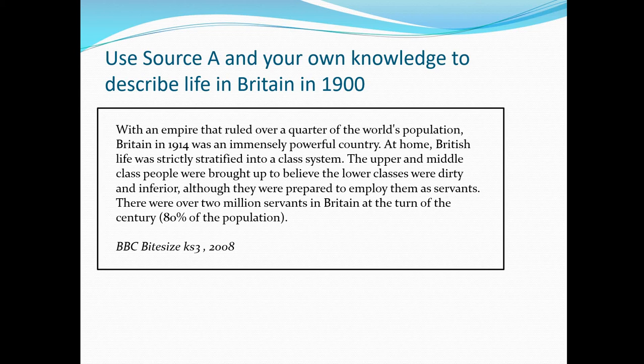At home, British life was strictly stratified into a class system. The upper and middle class were brought up to believe that the lower classes were dirty and inferior, although they were prepared to employ them as servants. There were over 2 million servants in Britain at the turn of the century. That's 80% of the population. And that's from BBC Bitesize, Key Stage 3, in 2008.